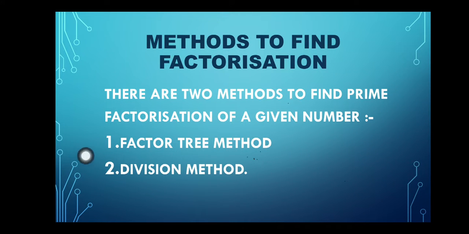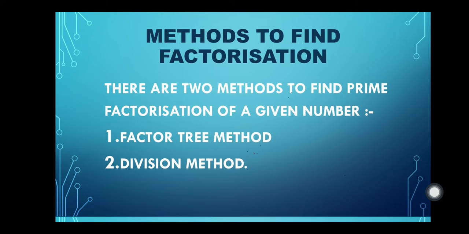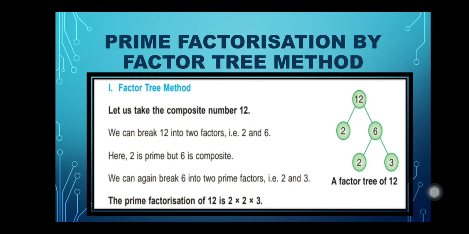Basically, there are two methods of finding prime factorization of any number. First is factor tree method and the second one is division method. Today we will study both these methods one by one. So, first we will study factor tree method and then we will study division method. Now, first, prime factorization by factor tree method.